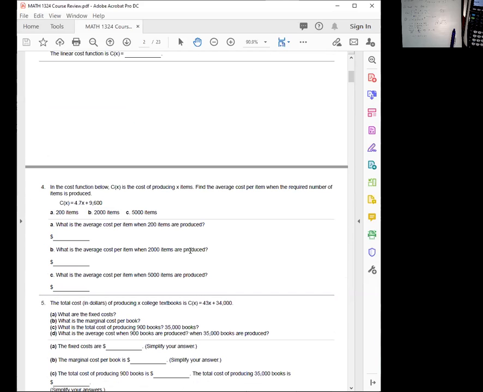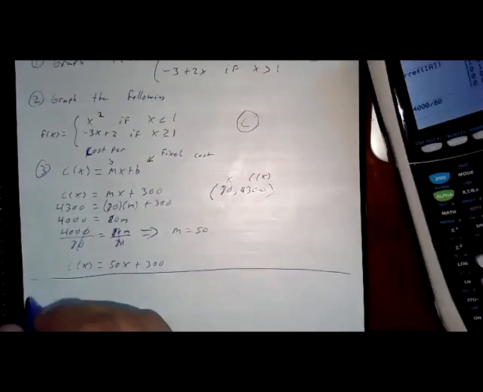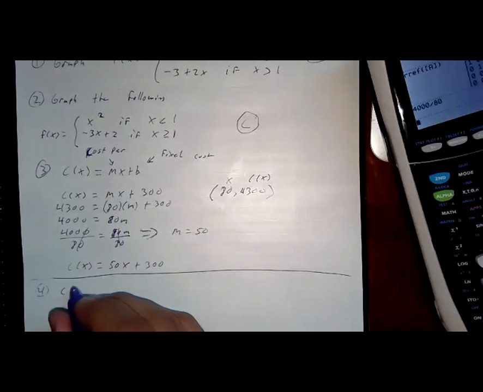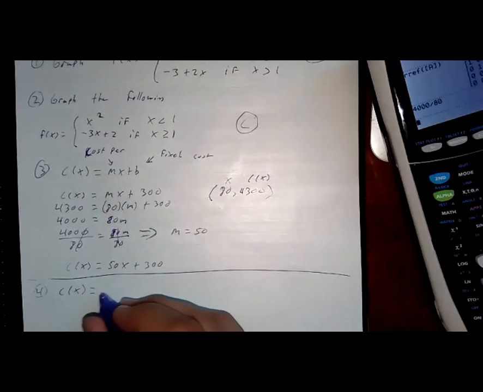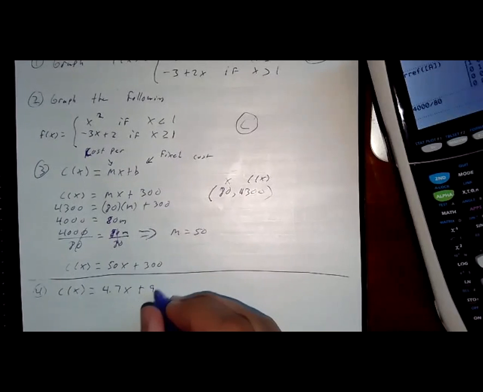Okay. Number 4, you're just going to plug in a number. There's not much to do here, but we'll do one of them. What is the average cost per item when 200 items are produced? So you have cost, not average cost. So you're going to have to find average cost. So for number 4, they're telling us that the cost function is equal to 4.7x plus 9600.